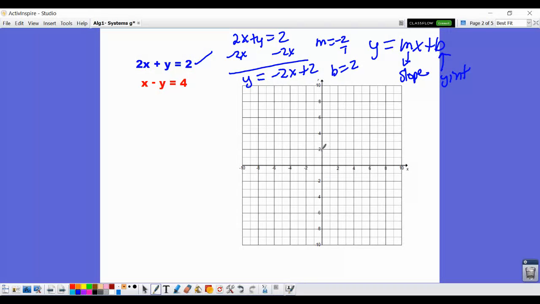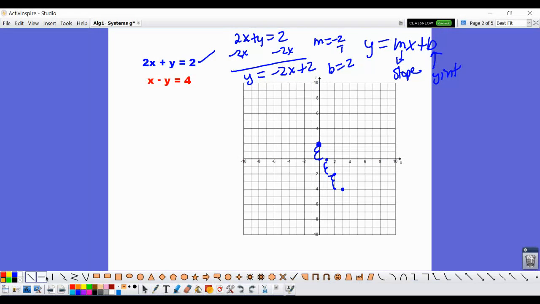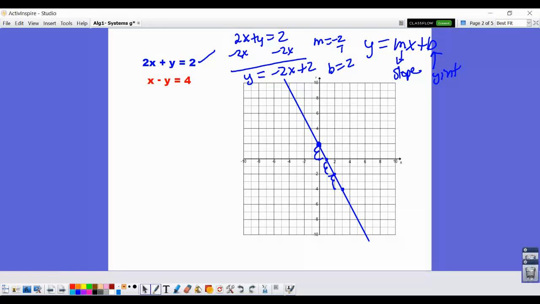So I'm starting at 2, that's my y-intercept, so I'm going to go up 2. And then since my slope is negative, I'm going down 2, right 1, down 2, right 1, down 2, right 1, and I have a number of points there. So let me go ahead and try to draw a decent line through these points. Okay, so there's my first line.